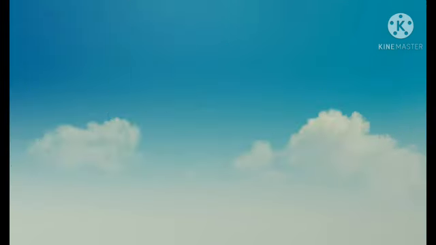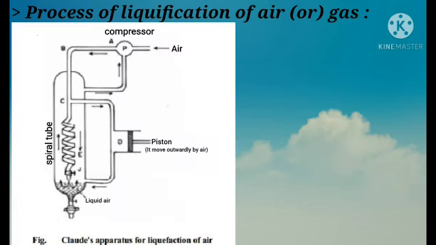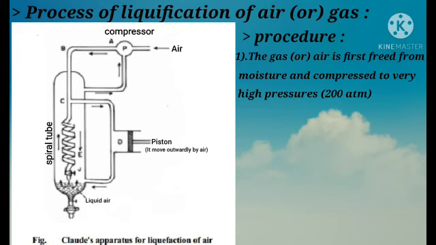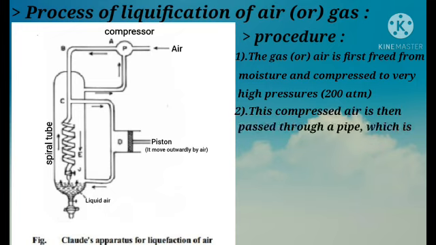Now we will see process of liquefaction of air or gas. Here we can see a diagram of Claudius method. The air is first freed from moisture and compressed to very high pressures, about 200 atmosphere. This compressed air is then passed through a pipe which is bifurcated at C.